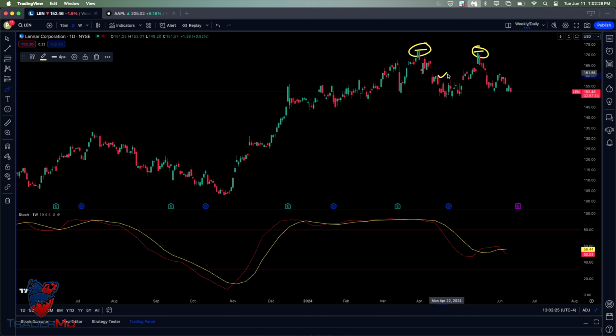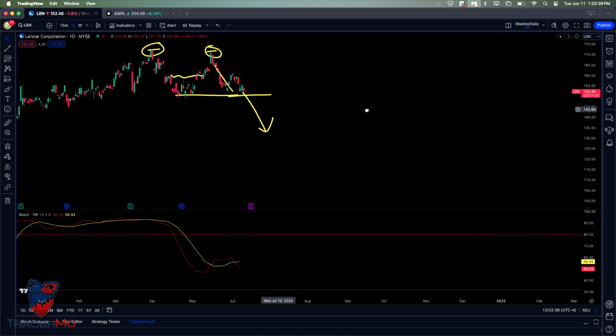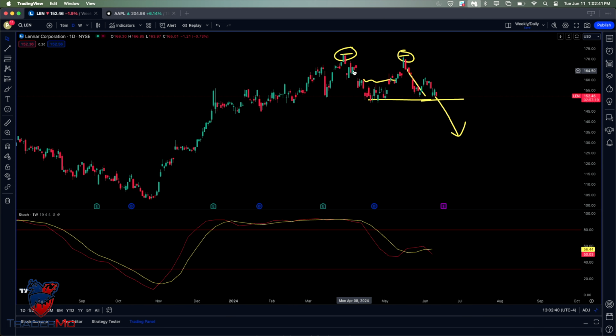Well, we're in the midst of it and we are starting to fall. I do believe that with Lennar, this trend is going to break this support level right here and it's going to continue on. How did I figure all of this out? It's very simple. All you do is just look at the trend and look for those ugly face patterns.